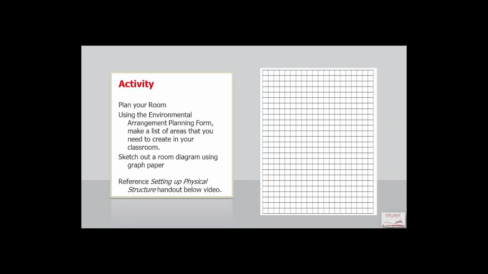Using the environmental arrangement planning form, make a list of areas that you would like to create in your classroom. It is often helpful to sketch out a blueprint of your classroom on graph paper to save time and troubleshoot difficult areas. This may also prevent you from having to move furniture multiple times.